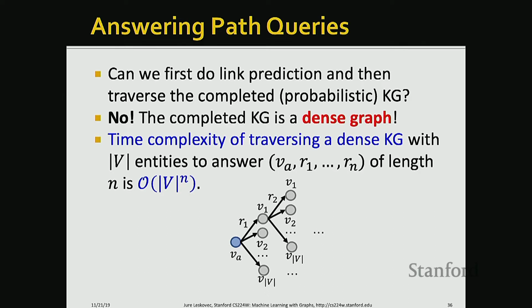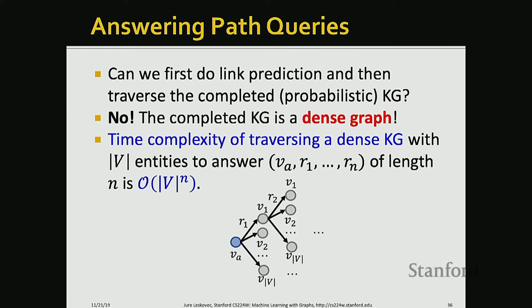And the answer here is no, because our knowledge graph is going to be extremely dense, and the time complexity for the traversal is basically on the order of b to the power of n, okay? At each step, we might be traversing pretty much all the nodes in the knowledge graph, okay? So definitely an intractable problem if modeled in this way.